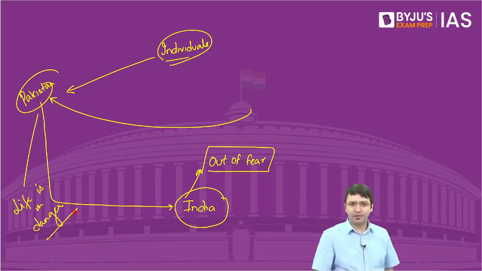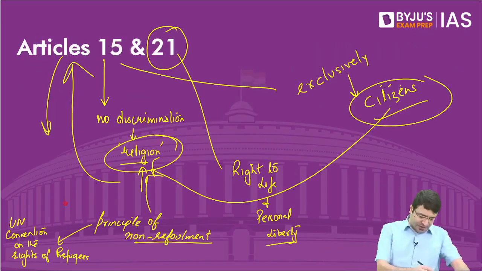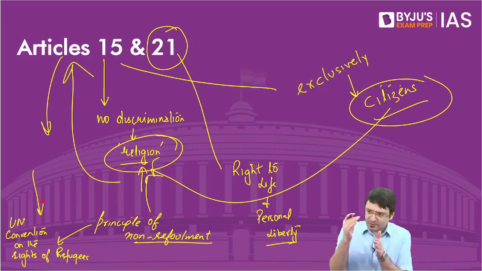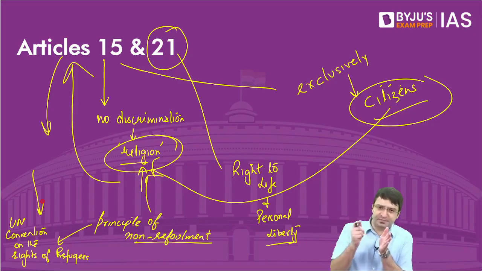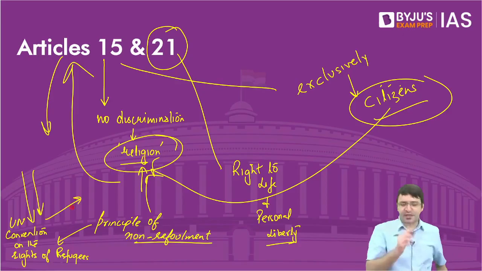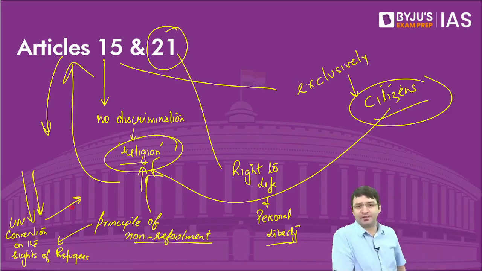Under the principle of non-refoulement, mentioned in the United Nations Convention on the Rights of Refugees, if, for example, Hindus, Christians, Buddhists, Jains, Parsis, Sikhs have migrated to India because they fear for their life in Pakistan, Afghanistan, Bangladesh, it is the responsibility of India under the United Nations Convention on the Status of Refugees that you cannot send these people back to countries where their life is in danger. But the point is, India is not a signatory to this convention. India has not ratified this convention.